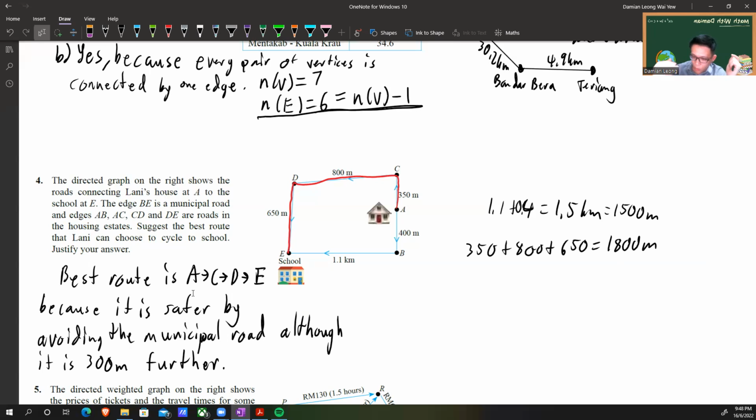So you read it once, you roughly understand. Maybe you can slowly read it another time. You can always try to see which part of it stands out. Like Lani's house at A. So that's where it starts. School is at E. That's where it ends. Then BE is a municipal road. And others are roads in the housing estate. So these are the key points that are stated in the question. There's a reason why they state this information, because municipal road is dangerous to cycle in.